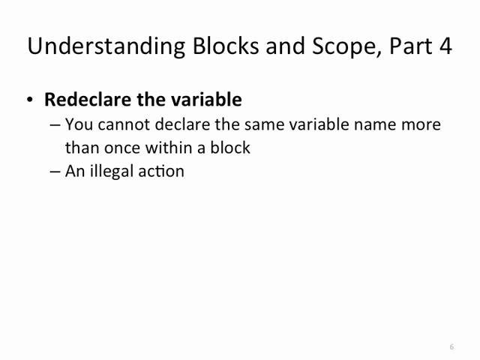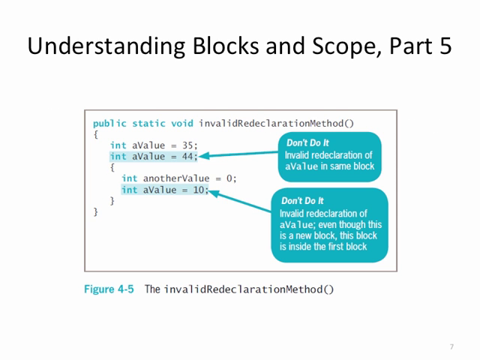You cannot redeclare a variable with the same name in the same code block. This is illegal, and your program will not compile. For example, take a look at this code where we've got int a value equals 35, and on the next line we say int a value equals 44. You can't do that. You've already declared a value once. You cannot declare it again. You could give it a new value. You could say a value equals 44 without preceding it with the data type. Preceding it with the data type means that you're declaring it, not just using that variable.